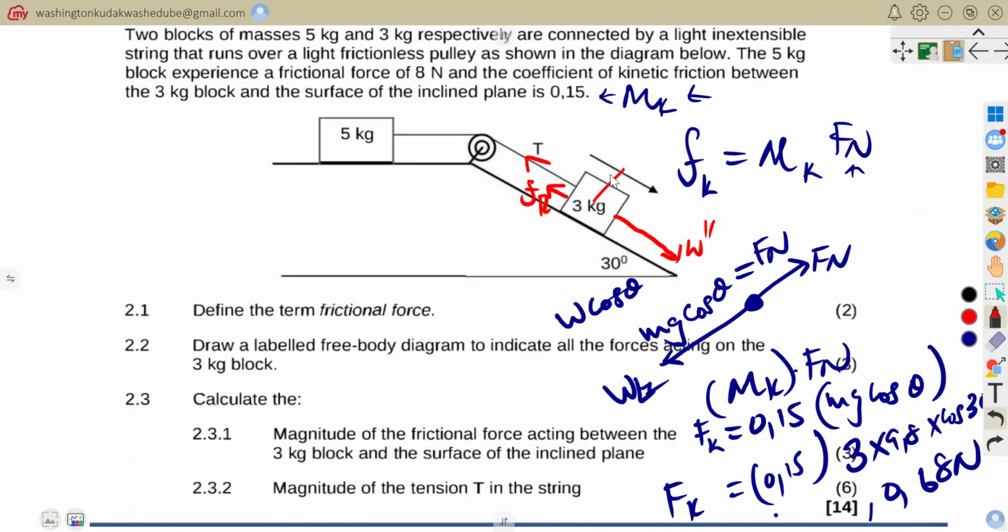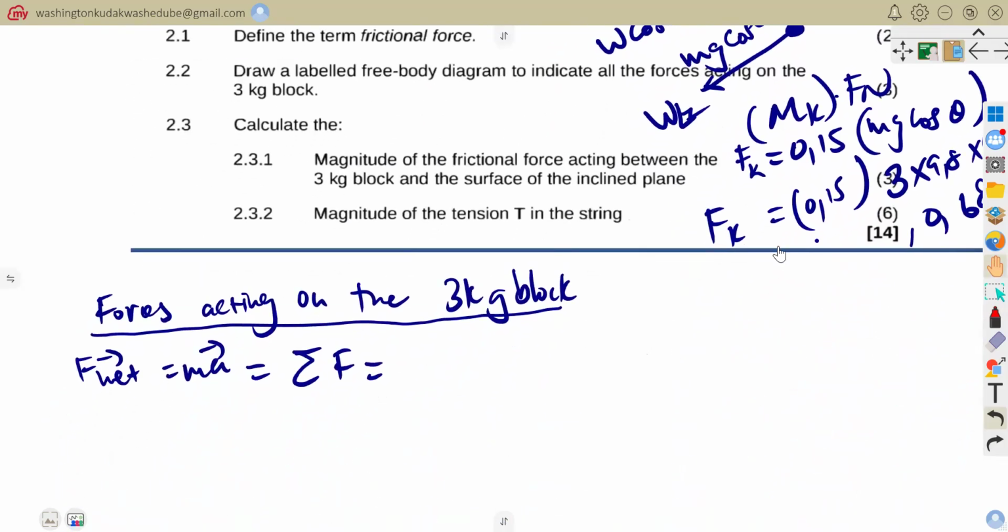The forces perpendicular to the incline are balanced. The net force there is 0. That's why we said Fn is equal to the perpendicular weight component. So along the incline, we'll take downwards as positive: this one minus this one minus that one, which is equal to my parallel weight component minus my tension minus my kinetic frictional force.